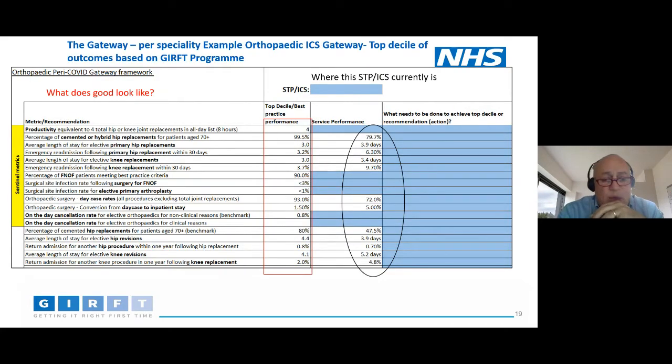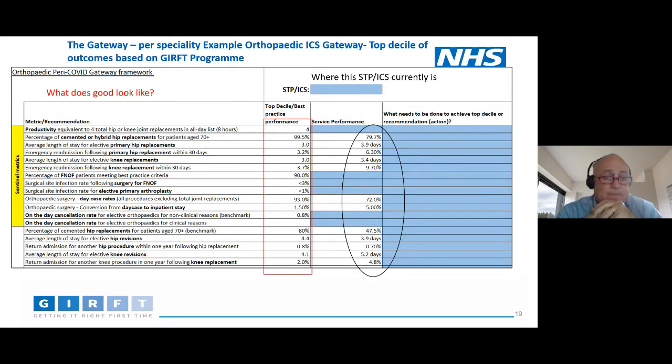So this is the gateway in orthopedics, where I've got the red rectangle. This came from the GIRFT Orthopedics National Report. This shows what good looks like, where it puts us in the top decile. And what it allows ICSs and STPs and trusts to do is benchmark now where they sit in that and what they've got to do to aim to get to the top decile to make sure that we are giving our patients the best experience and squeezing out unwarranted variation and complications.